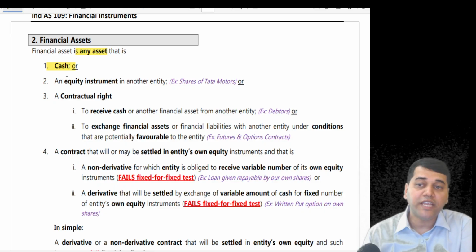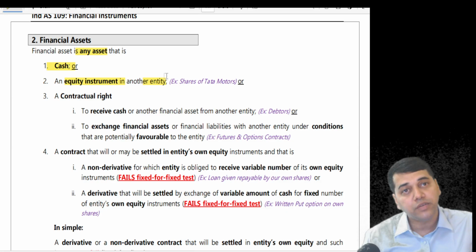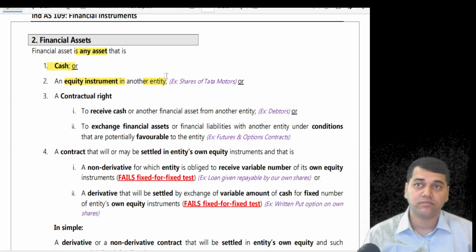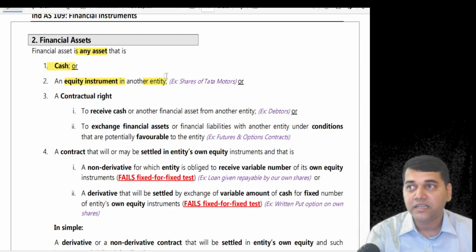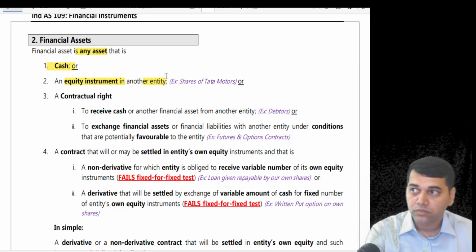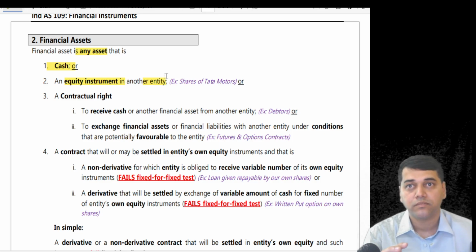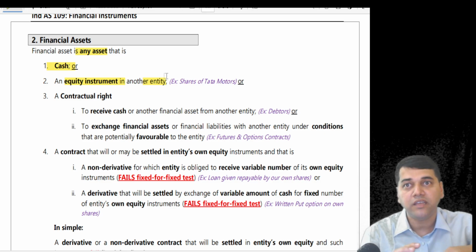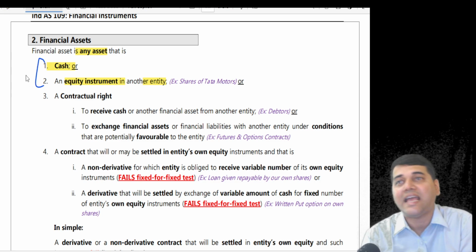Then they said, look, equity instrument in another entity, that means if you have invested in, say, Tata Motors, that becomes a financial asset. Why? On one side, it is a financial asset for you. On the other side, it is an equity for them. Are they going to give you fixed money? No. That's why these two things are exceptions, I can say.